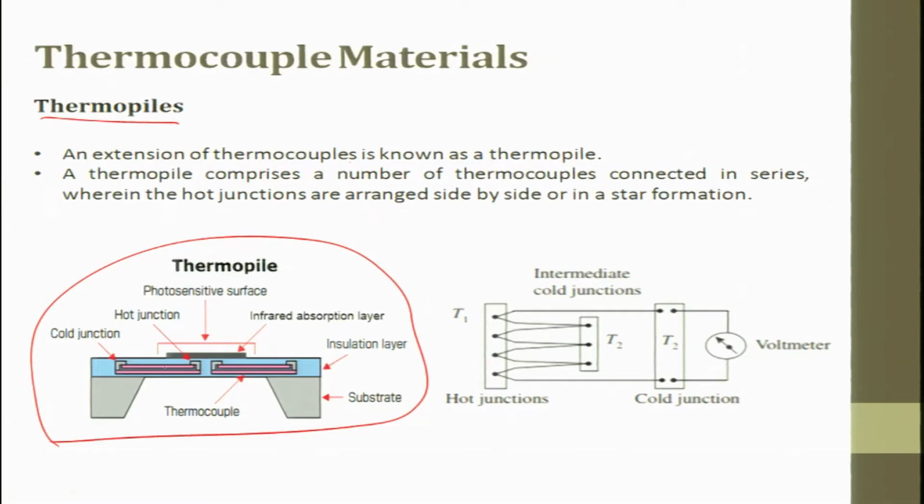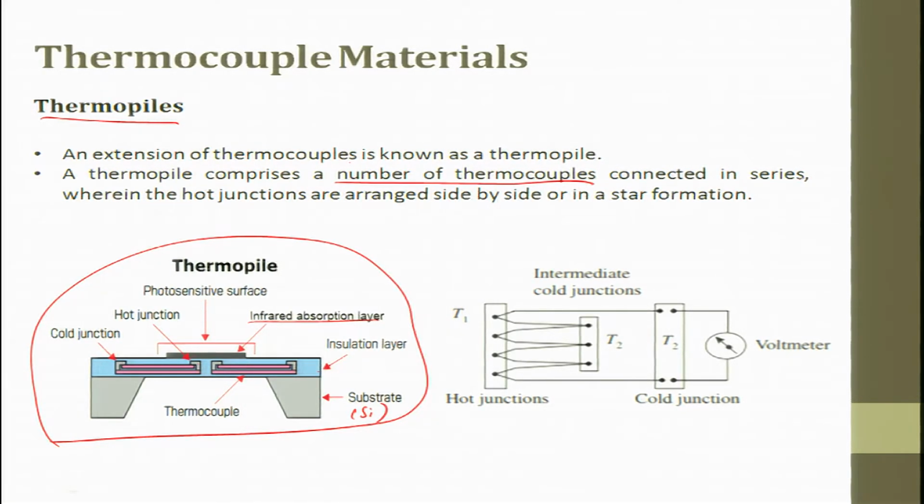So, these are thermocouples. In this you will have a hot junction, a cold junction, a hot junction, cold junction, hot junction. Same function. And then on top of it you will have an infrared absorber layer, then a photosensitive surface is put on top of it, and this one is insulated. In the insulation you have these cold junction and hot junction thermocouples, and then you have a basic substrate. This substrate is made out of silicon. So, a number of thermocouples are connected to measure the temperature.